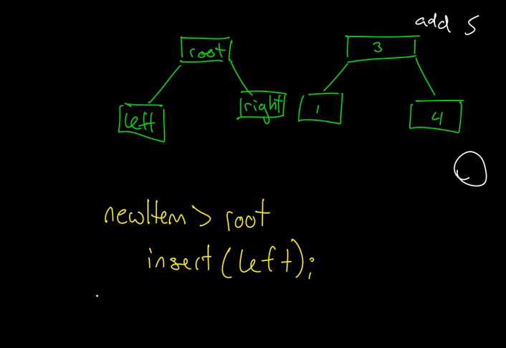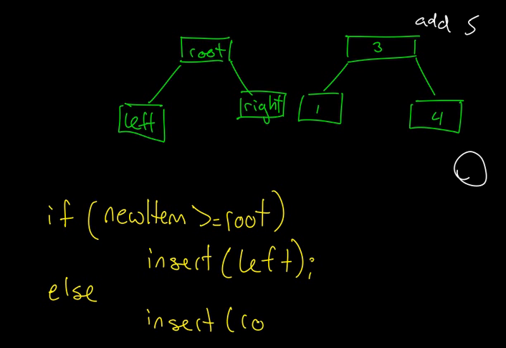Otherwise, well, if it's not bigger than, it must be smaller than. And you can, I guess, put an equals here. It depends on how you want to make it. Add it into the right subtree. Okay, so this would be the recursive part.